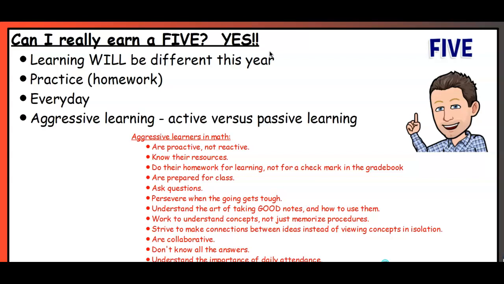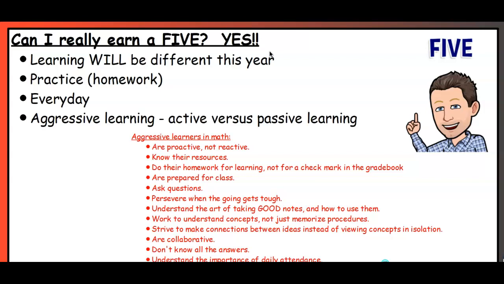An aggressive learner works to understand concepts, not just memorize procedures. I promise you, you will not make it through AP Calculus by trying to just simply learn the procedures of things like the quotient rule, the product rule, the chain rule, but you have to understand, when do you use it? Why does it work? Why am I using this particular procedure? Understanding the why. Aggressive learners strive to make connections between ideas instead of viewing concepts in isolation.